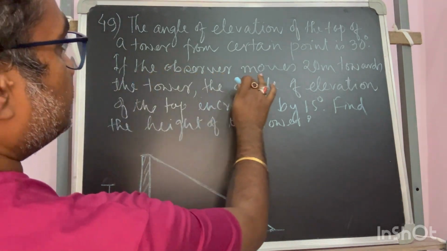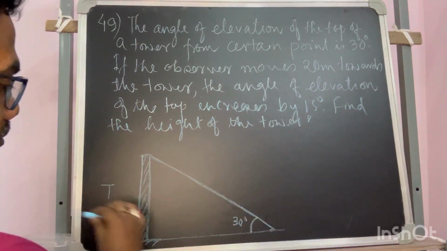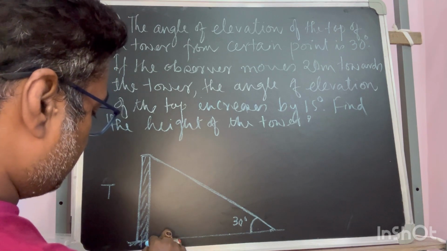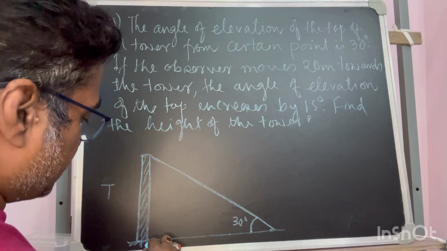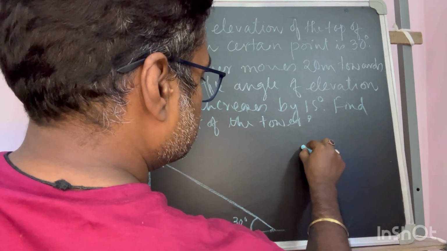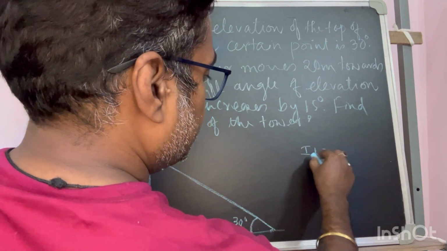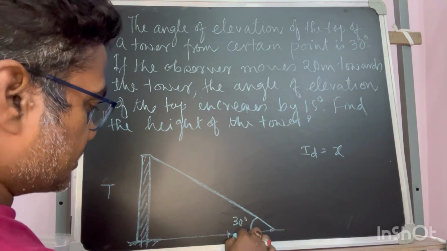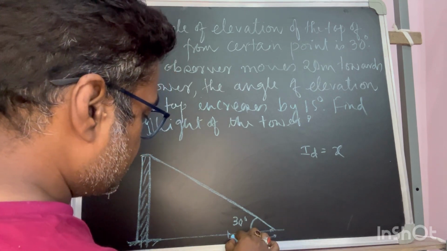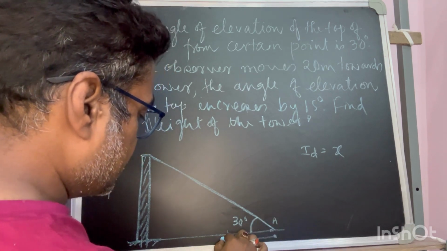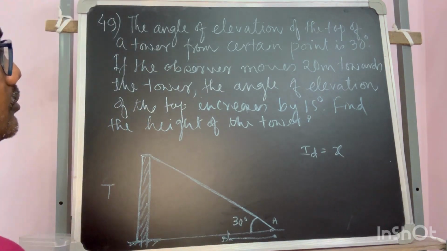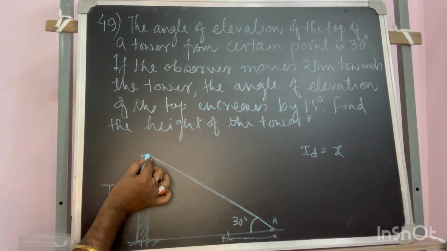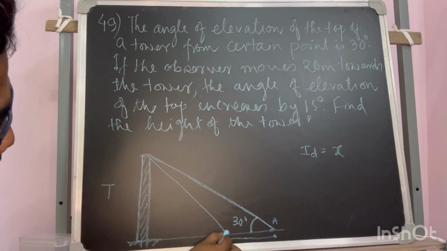Second thing, if the observer moves 20 meter towards the tower, that means he is moving towards the tower. Let's say the initial distance, measured from the foot of the tower, is X. He moves 20 meter, let's say from A and reaches somewhere, B. After moving 20 meter towards the tower, he again looks at the top. This time also he will look along a straight line.